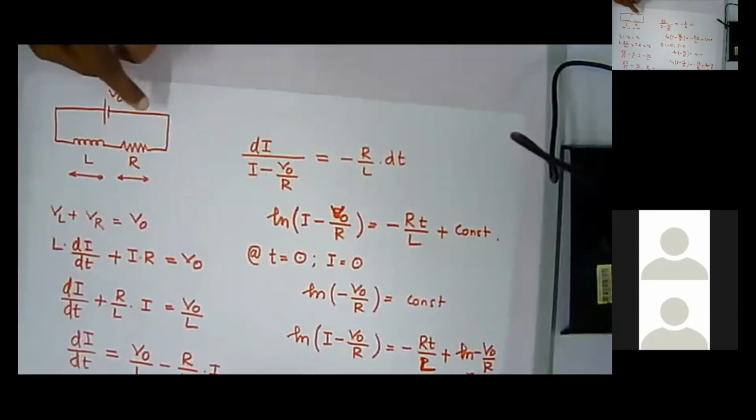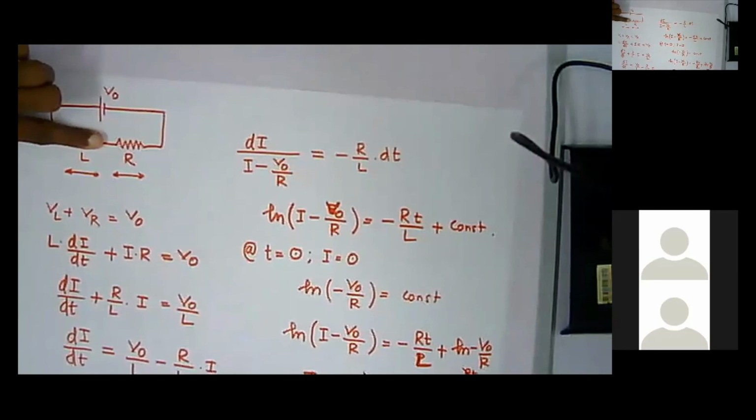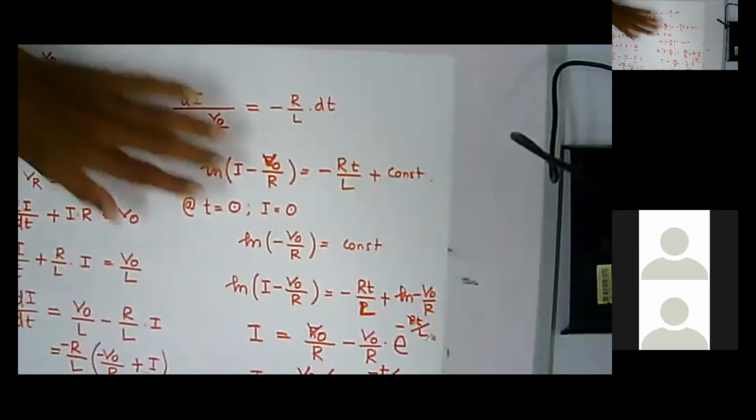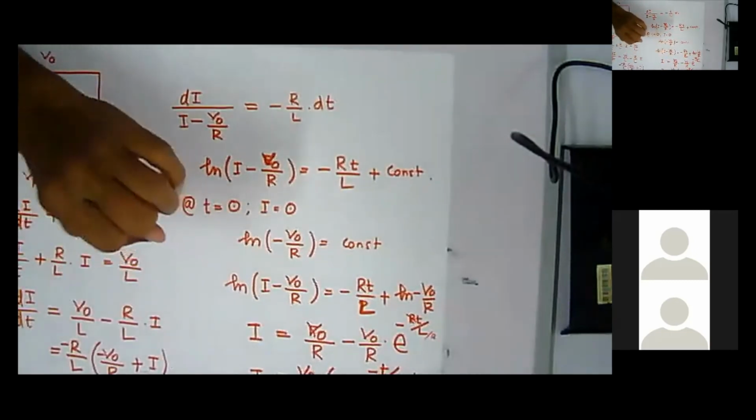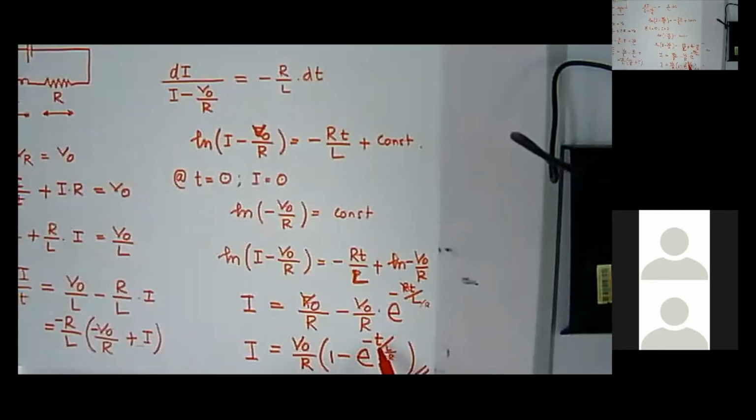So what is V naught over R? It is actually the current through the inductor when the inductor is short circuited. Am I right? When the inductor is short circuited. So when t becomes infinity, infinity means when the inductor becomes fully charged, right? When t becomes infinity, what is e to the power minus infinity? e to the power minus infinity is 0, right? So 1 minus 0 becomes 1, right?